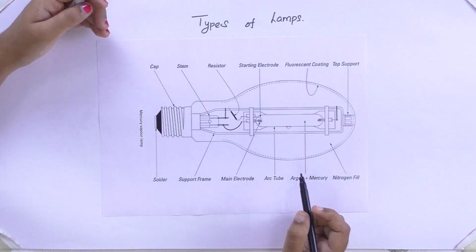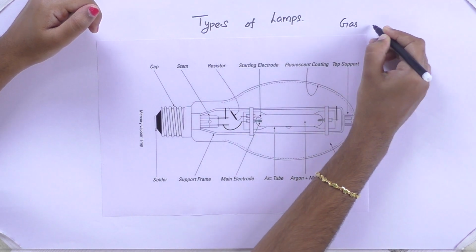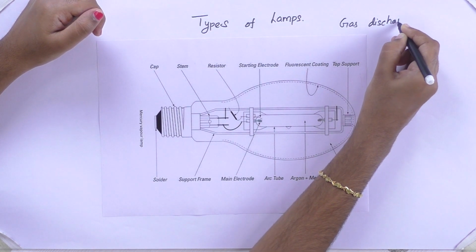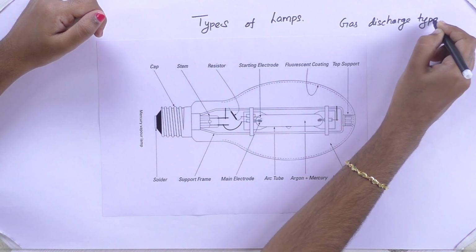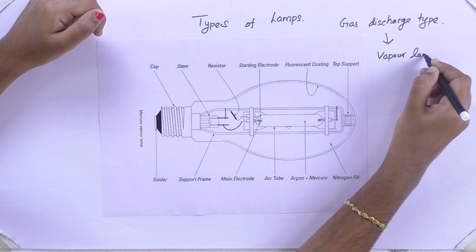So in lamps there are different types: gas discharge type lamp, light emitting diode, and so on. These types of lamps are available. We will be seeing them one by one. For gas discharge type, let us assume vapor lamps. We have known the mercury vapor lamp and the sodium vapor lamp.